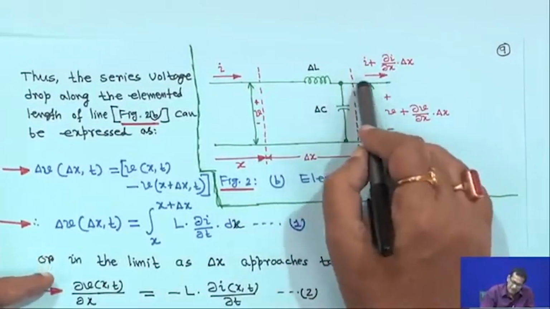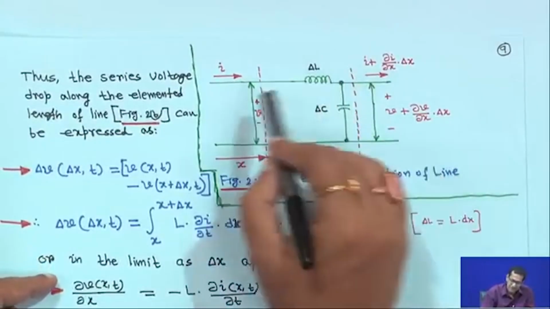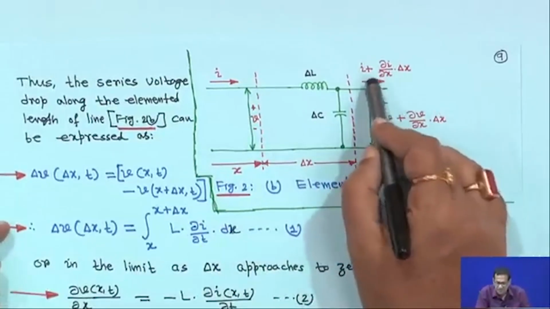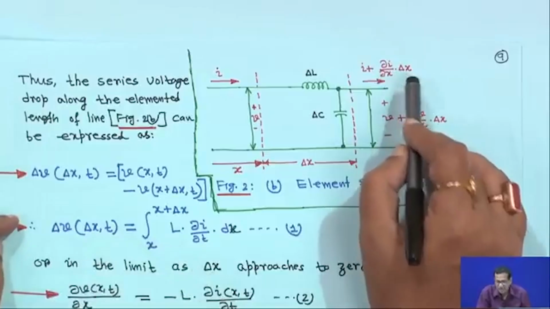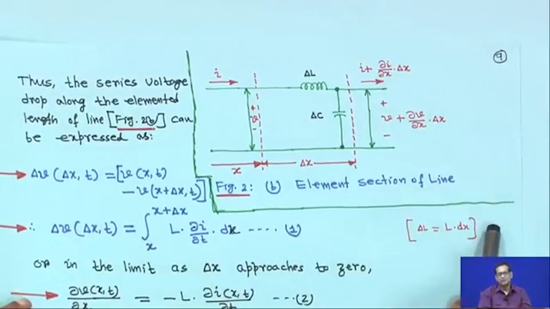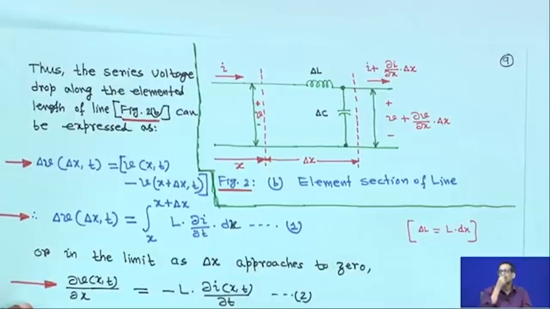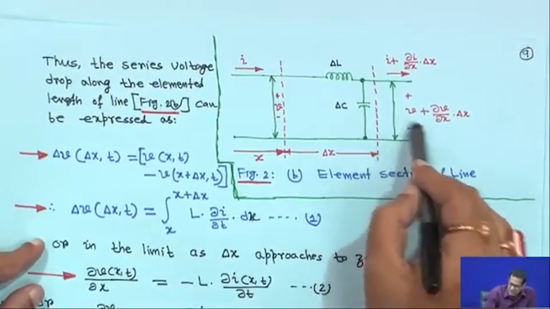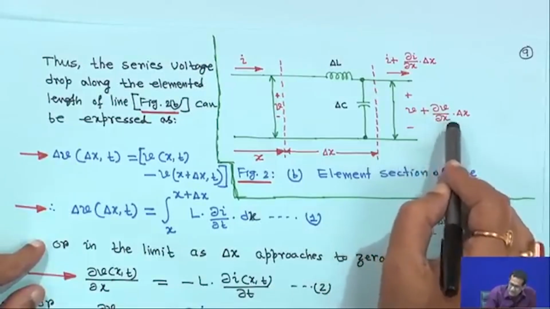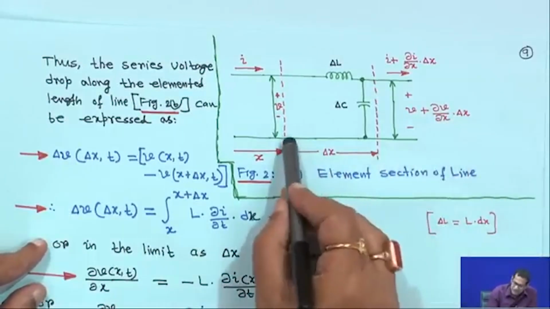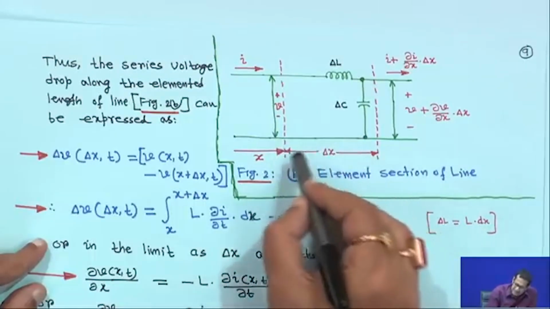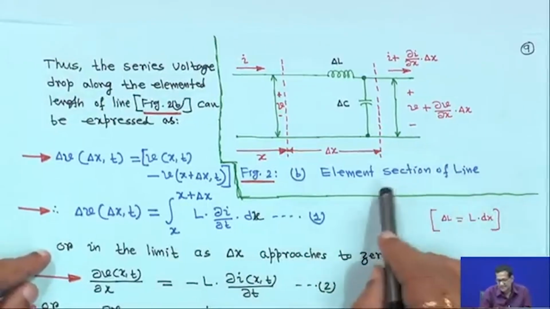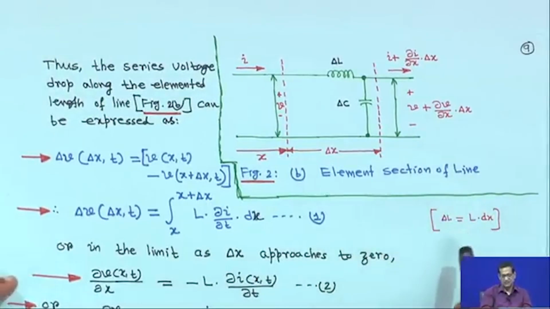Now, this is a small section. If this is the input side and that is the output side, the current will be I plus del I upon del x into dx. This is almost the same type of representation as the long transmission line analysis you have studied. The voltage here will be V plus del V upon del x into dx. This elemental length is delta x, and distance is increasing from left to right.